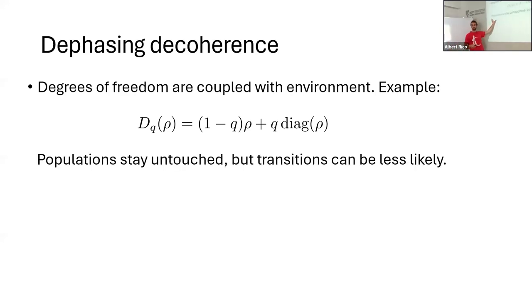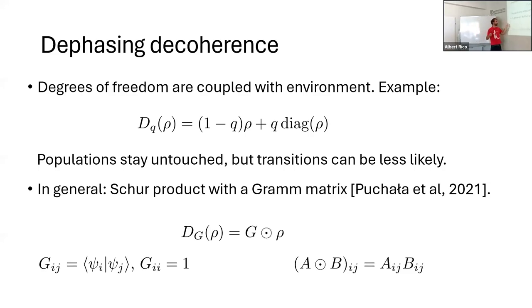And then the population is transferred from one level to the other. Okay, so in general, that's an example.